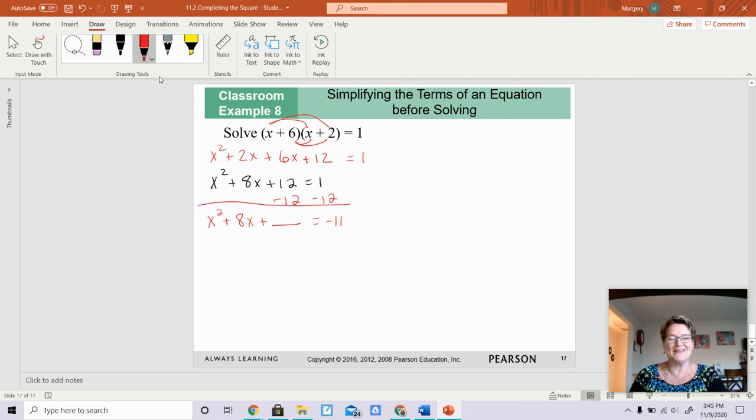All right, so here we go. I am going to make my little parentheses like we always do. My variable I know is going to be x. I know that half of 8 is 4. And it's a positive 4 because that's a positive 4 there. Now, in order to tell me what goes here, I just take that 4 and I square it. That gives me 16. If I put 16 here, I've also got to add 16 over here. So on this side of the equation, I get 5.